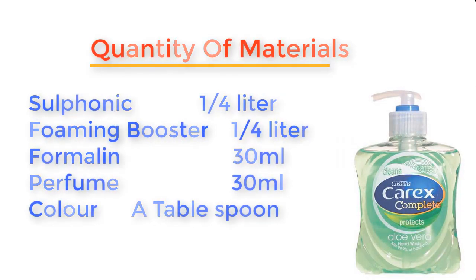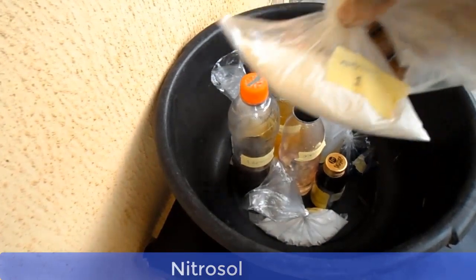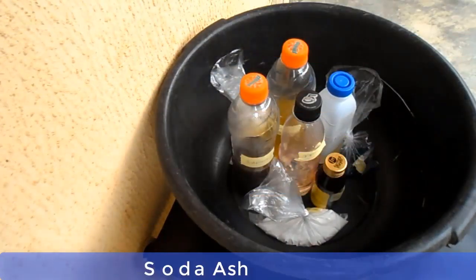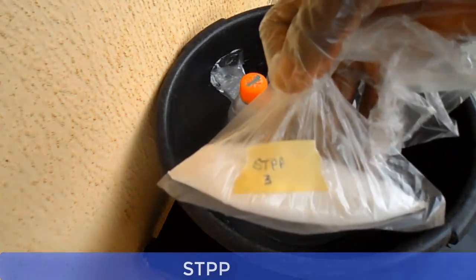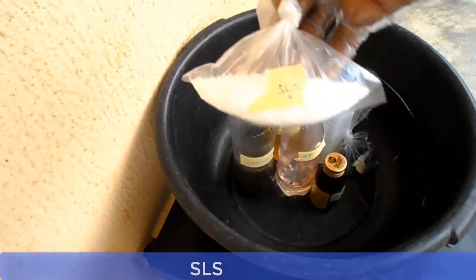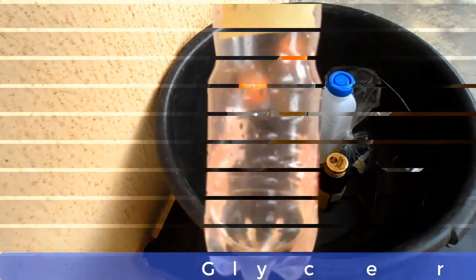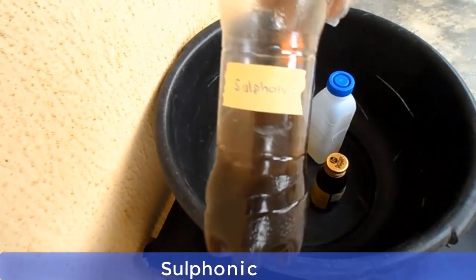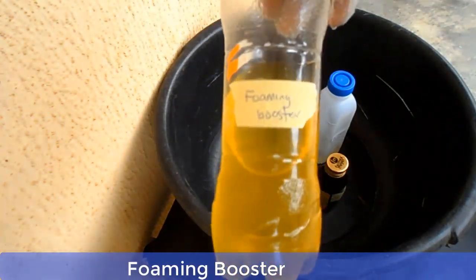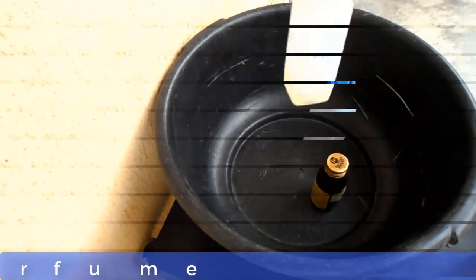Now let me show you these chemicals one by one, and then we go into the mixing of the chemicals. This is nitrosol, and this one here is soda ash. This is STPP, and this is SLS, sodium lauryl sulfate. This is glycerin, and this is the color we're going to use. This is sulfonic acid, and this is foaming booster. This is perfume, and this is formalin.